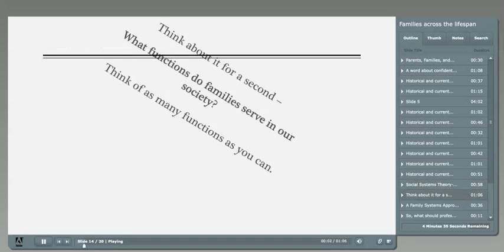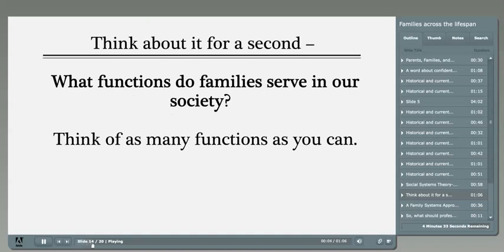Think about it for a second. What functions do families serve in our society? Make a list of as many as you can. Okay, let's see if my list overlaps with your list.